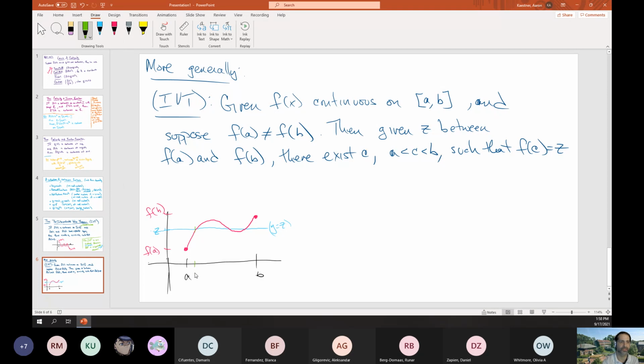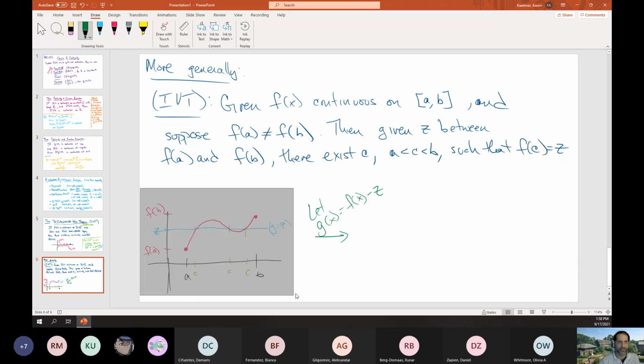Right, I mean, that gives me a c value. That gives me a c value. That gives me a c value. And if I wanted to translate this back, we can let's say g of x equal f of x minus z. And then what we would be looking at, let's see if I can grab all of that.